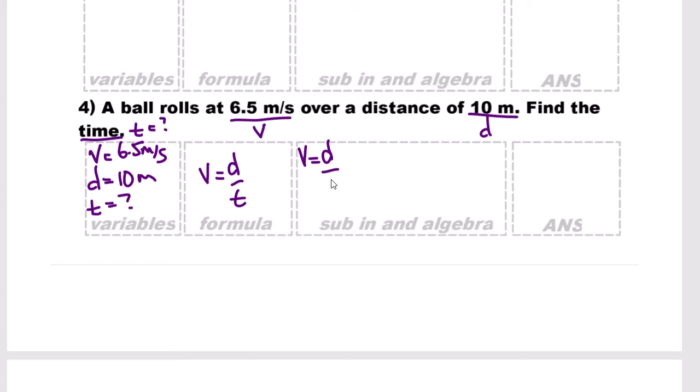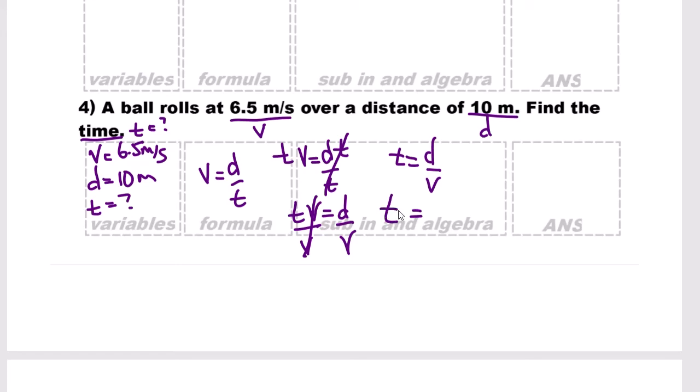V equals d over t. I want to get the t up to the top of the fraction. I'm not going to worry about getting it by itself yet. So to get t to the top of the fraction, I can multiply by t on this side. I can multiply by t on this side. These guys are going to cancel. So that will give me t times v equals d. Now to get t by itself, I can divide by v, which will cause it to cancel, divide by v here, and that will give me t is equal to d divided by v.